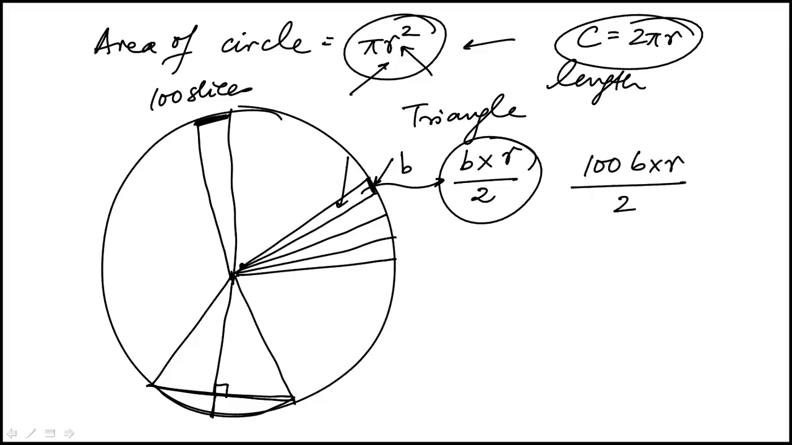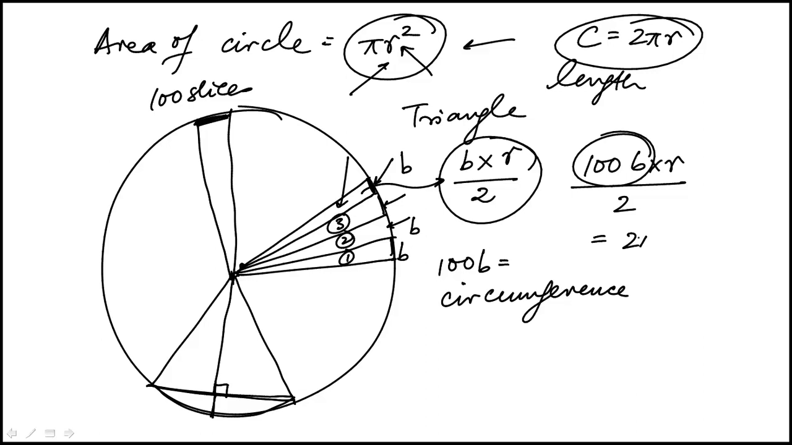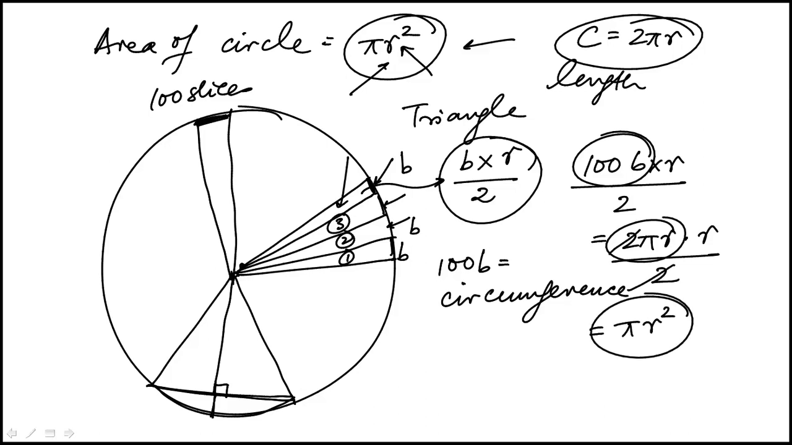Now, all these pieces are b, and if there are 100 slices, then 100b is the same as the circumference, because I decided to cut into 100 pieces, and each one is b. So this is the circumference, and we wrote the circumference as 2 pi r. And if I substitute that here and simplify, I get pi r squared. So this is a rough proof to show you that the area is pi r squared, so that might be easier for you to remember.